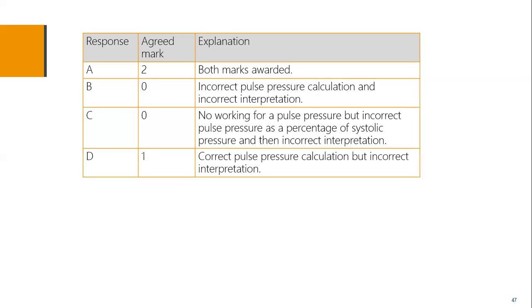And again, with C, the pulse pressure 93% is not correct, and the consequential interpretation is also incorrect. And D gained 1 mark for the correct calculation of pulse pressure.